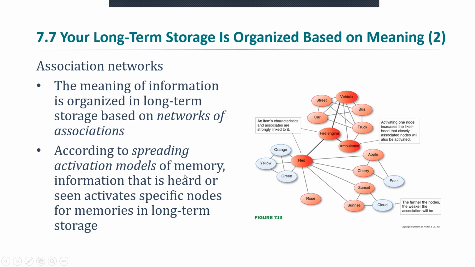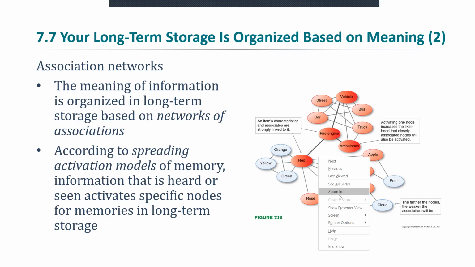Okay, so association networks are our current conception of the storage of memory. The meaning of information is organized in long-term storage based on networks of associations, according to spreading activation models of memory. Information that is heard or seen activates specific nodes for memories in long-term storage.